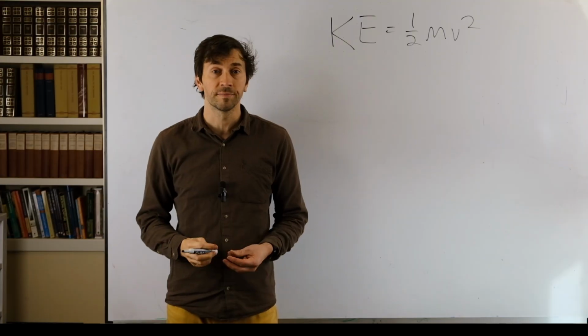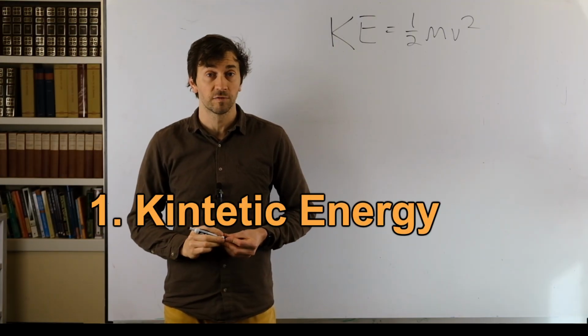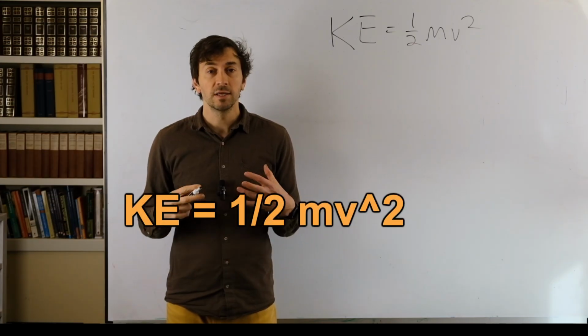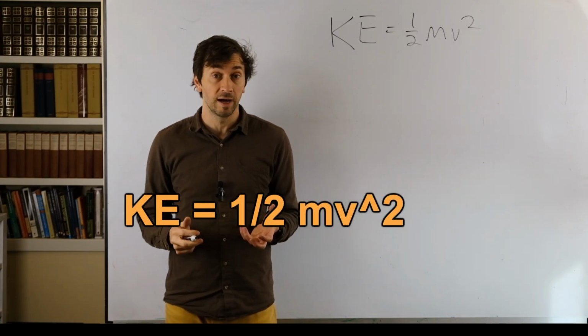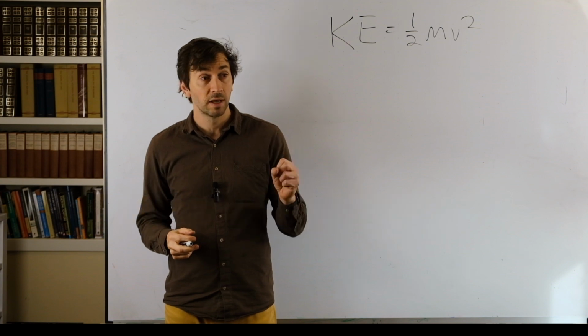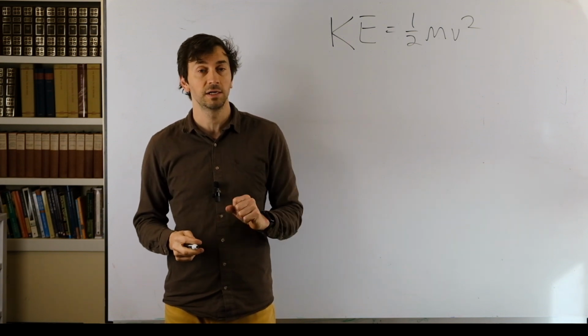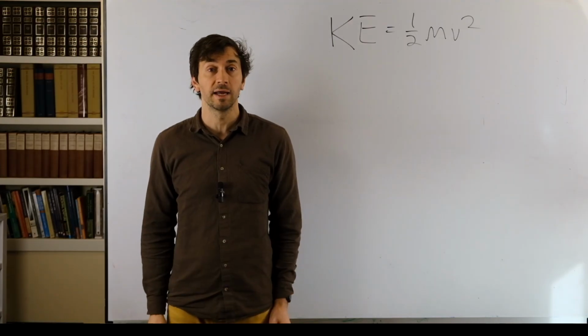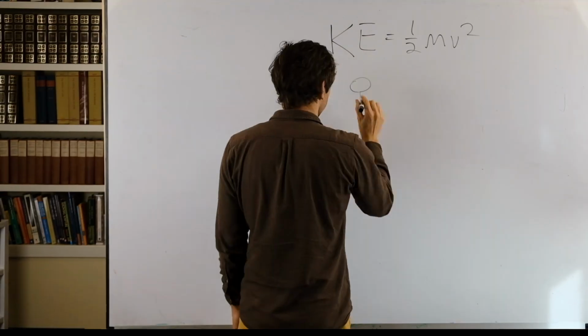The first formula is for kinetic energy. The formula is K equals 1/2 mv squared. This is the energy of a moving object. So there's a mass and it's moving with a certain velocity and it has kinetic energy. So let's do a simple example about kinetic energy.